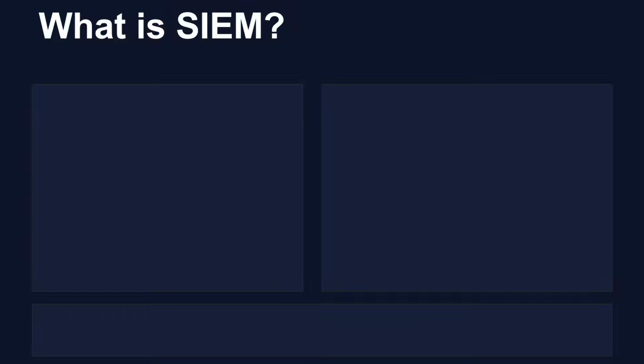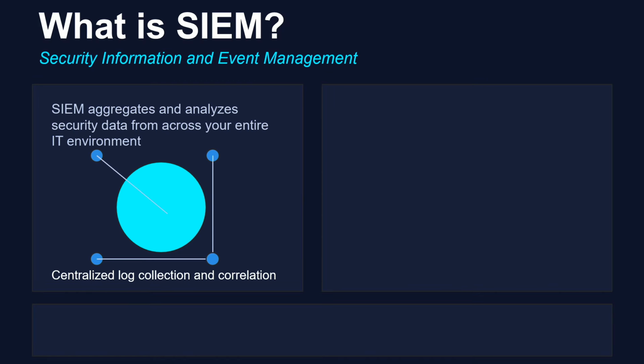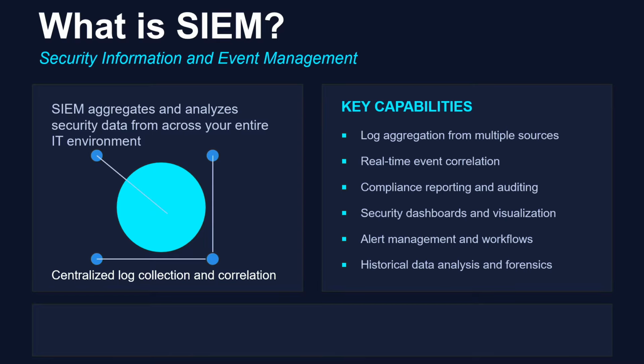SIEM stands for Security Information and Event Management, or Manager depending on who you ask. This is fundamentally different from an EDR. While EDR focuses on individual endpoints, SIEM takes a bird's eye view of your entire environment. A SIEM is a centralized platform that collects logs and security events from everywhere, including firewalls and network devices, servers and applications, Active Directory and authentication systems, cloud services like Office 365 or AWS, and even your EDR tools send data to the SIEM. The magic of SIEM is its correlation.